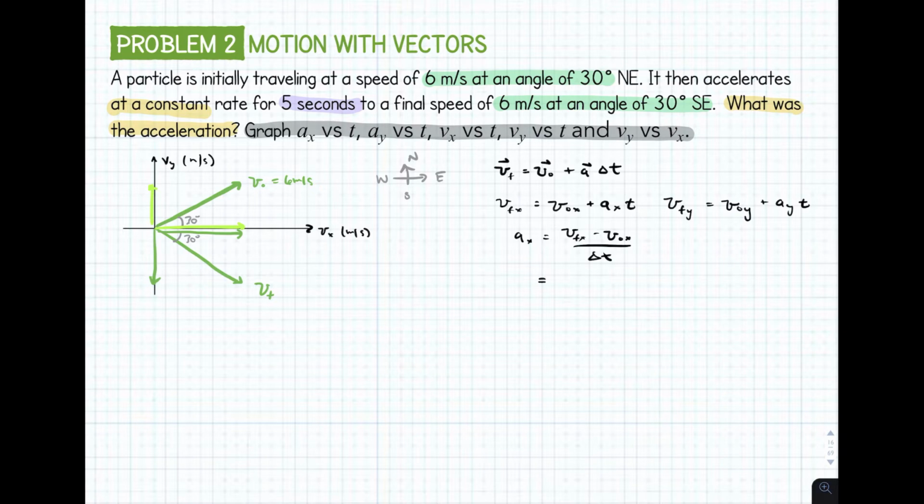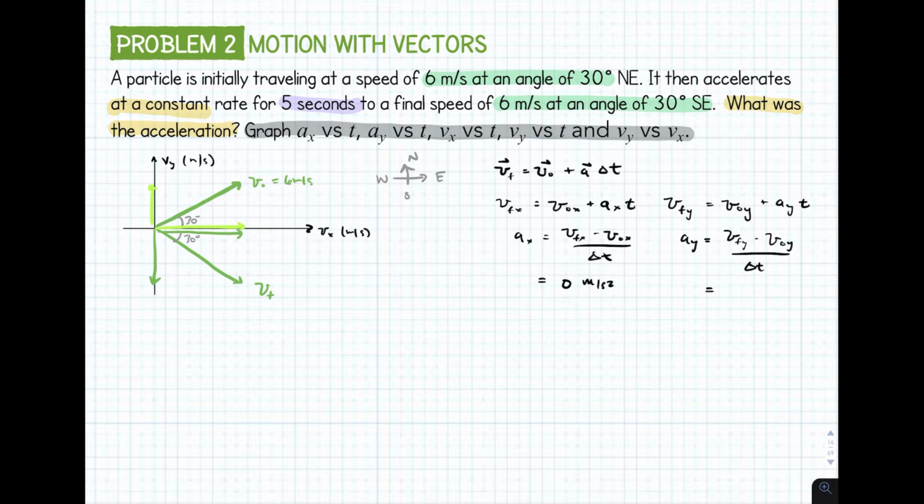Our final velocity, remember, is in the x direction. You can see these vectors are exactly the same. So this is going to give us 0 meters per second squared. And then our ay is going to be v final y minus v initial y divided by delta t. So we're going to have to calculate that.